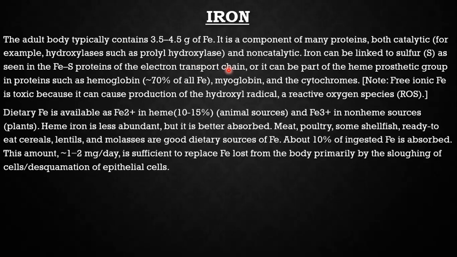Iron is also linked to sulfur to form iron-sulfur proteins, which are found in the electron transport chain. Also it can be part of the heme prosthetic group in proteins such as hemoglobin, in fact 70% of all iron in the body is found in hemoglobin. Also, it can be found in myoglobin. Myoglobin is in the muscles, the skeletal muscles. Also in the cytochromes.